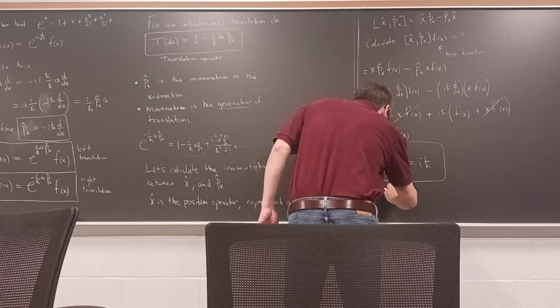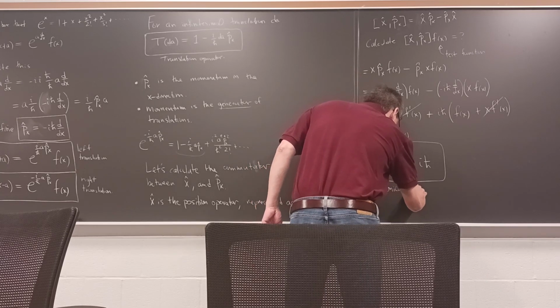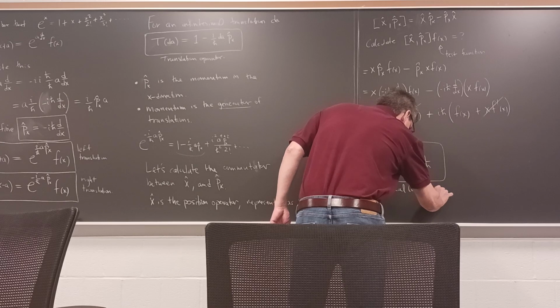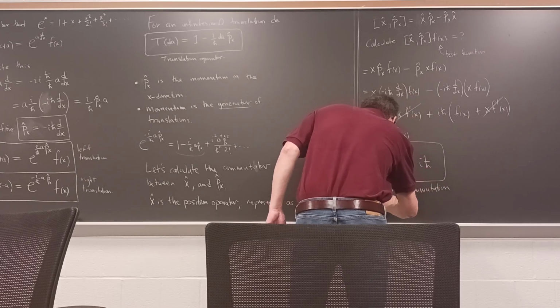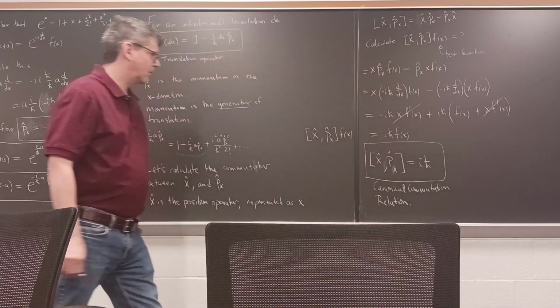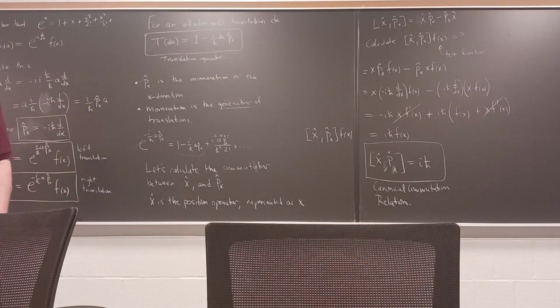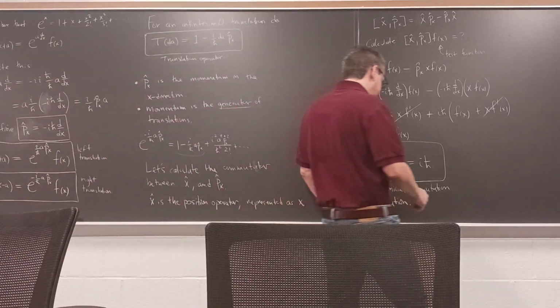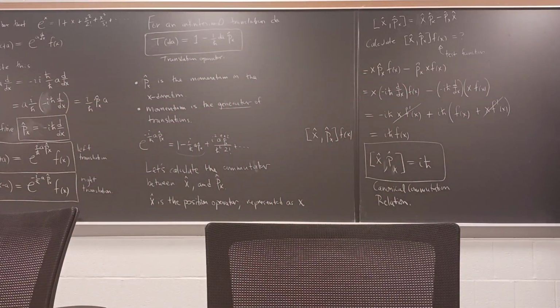Okay, and this is called the canonical commutation relation. And this is very central in quantum mechanics. Okay, are there any questions so far? Okay, so what's interesting about this relationship?